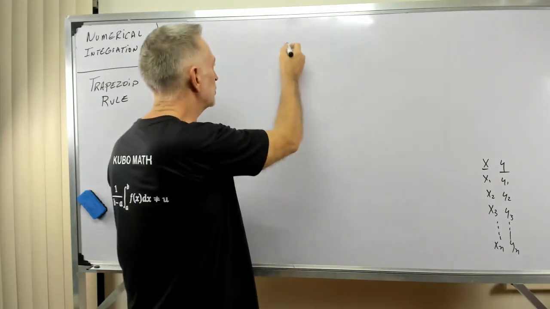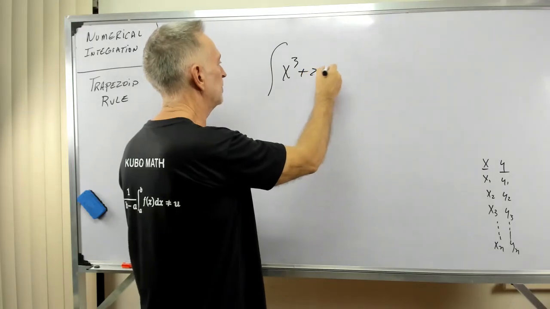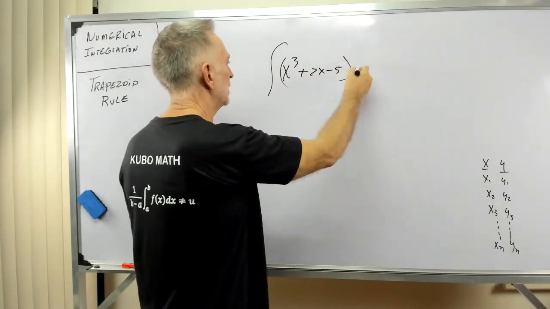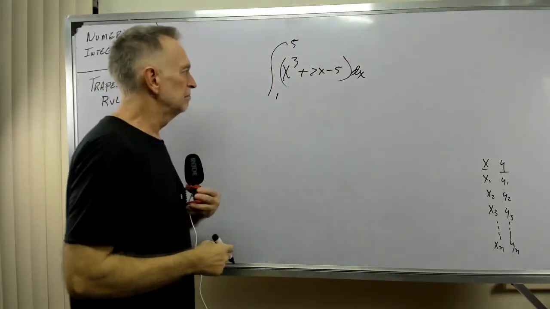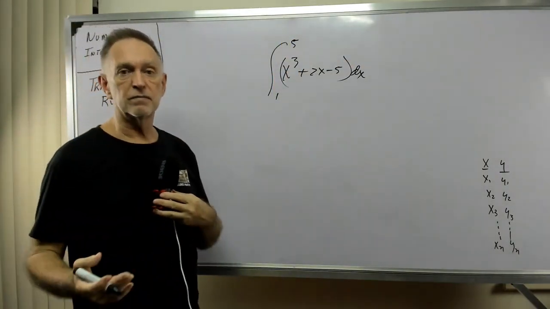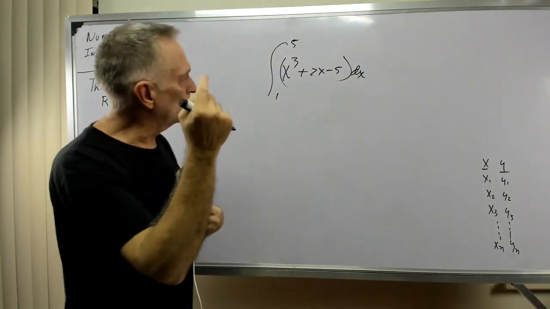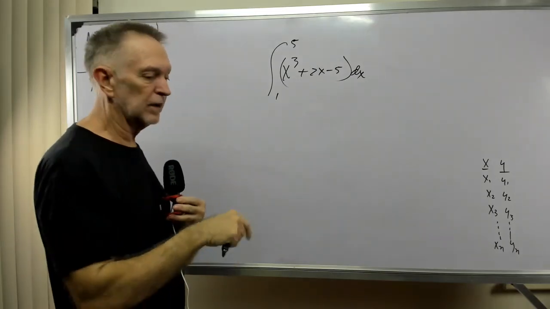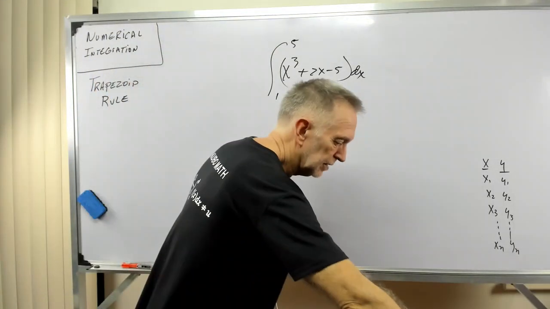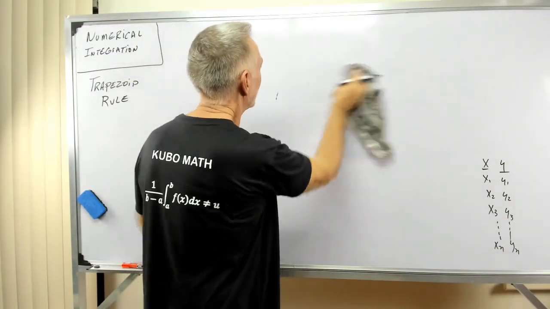We're used to saying, okay, I have x cubed plus 2x minus 5, and I'm going to integrate that from 1 to 5 with respect to x. Well, how do you take data and get to that? That's what we're going to talk about tonight, which is an interesting concept. How do you do that?